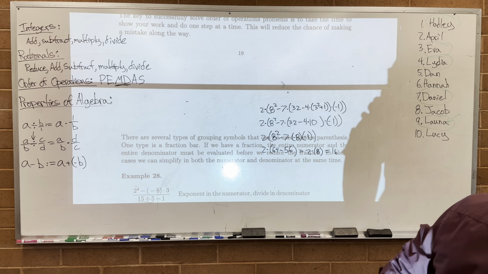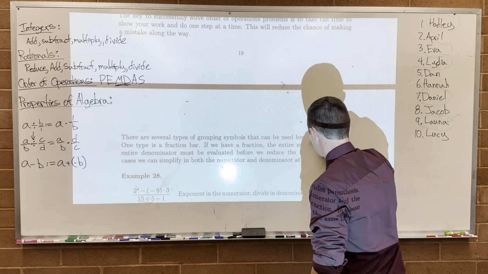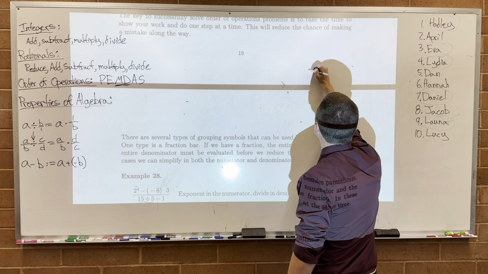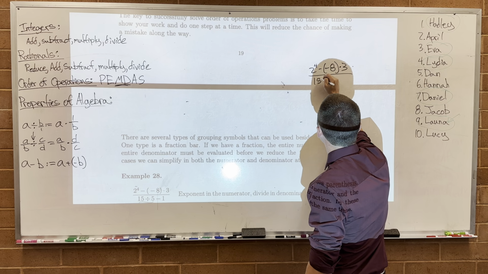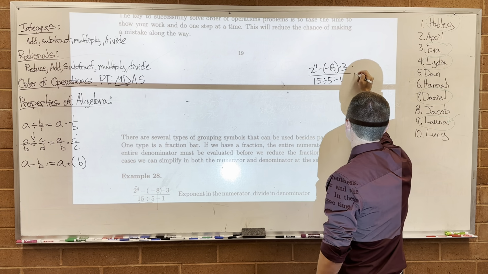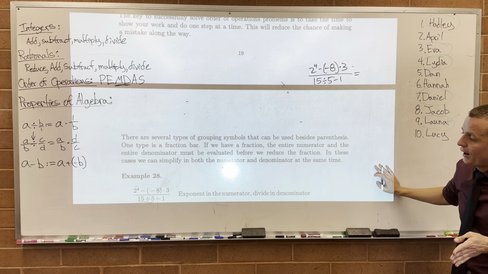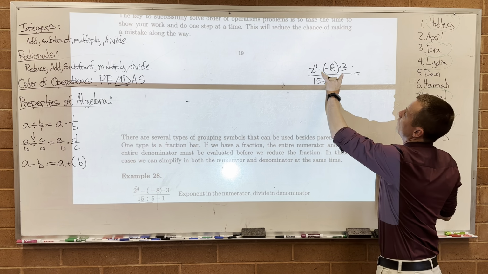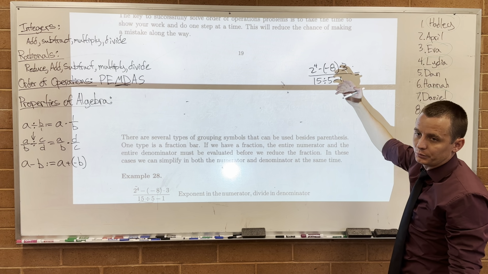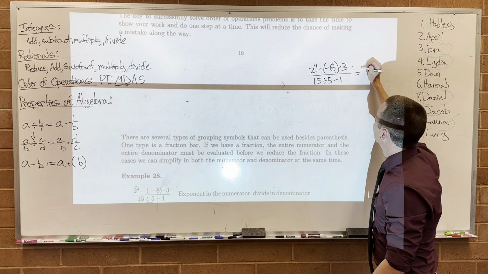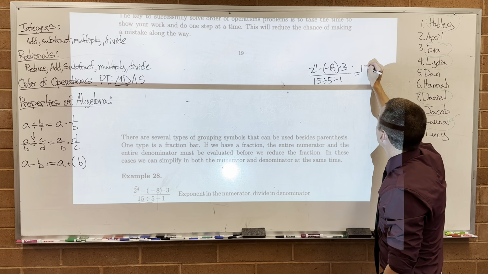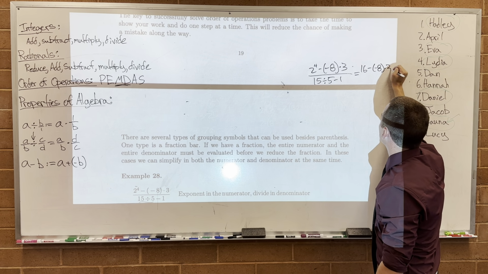Let's do the fractional one. So here we have 2 to the 4 minus negative 8 times 3, all over 15 divided by 5 minus 1. Now when you have a fraction like this, you just evaluate the numerator and the denominator separately. Starting with the numerator, what do we do first? Parentheses. In there, we just have negative 8, so we have nothing to do inside the parentheses. What's next? Exponents. So what's 2 to the 4? 16. So we have 16 minus negative 8 times 3.